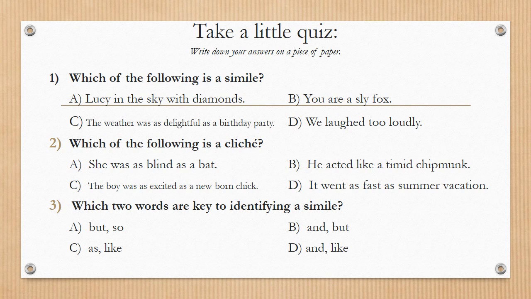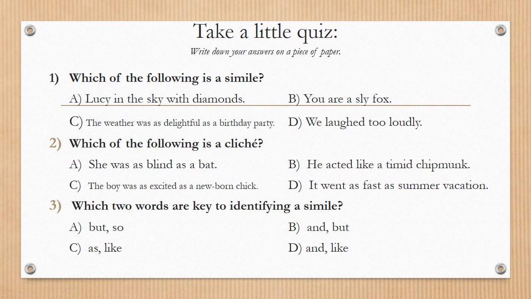Question number 2, which of the following is a cliche? A, "She was as blind as a bat." B, "He acted like a timid chipmunk." C, "The boy was as excited as a newborn chick." D, "It went as fast as summer vacation."